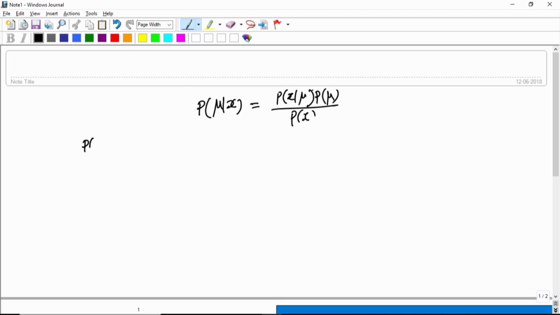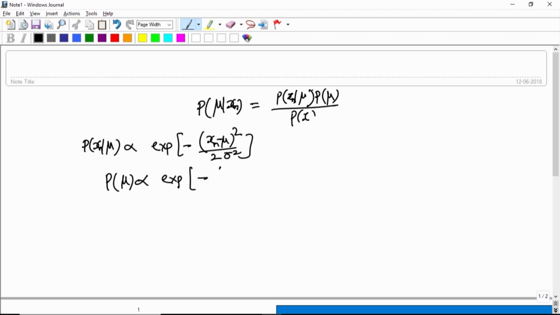We know that P of X given mu is proportional to exp of minus x minus mu squared over 2 sigma squared. Let me use xn here just to denote that it's the nth data point. Sorry, I'm bad with the stylus. The first exp term will be like this. The second term, P of mu, will again be proportional to exp of minus mu minus mu 0 squared divided by 2 sigma 0 squared. Clear? So the first term is the likelihood of one observation given the parameter mu, and P of mu is proportional to this. I'm ignoring the normalization constant in front because it is not important here.